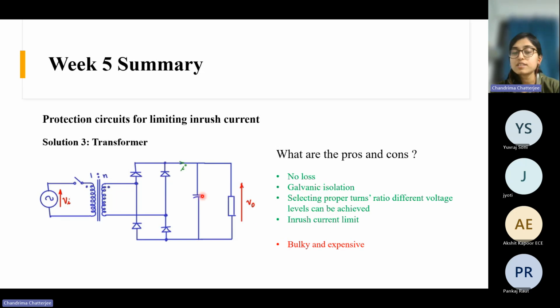And the disadvantages: as you place a line frequency transformer here, the system gets bulky, because the size is bigger. The transformer takes a substantial amount of space, and it also adds to the cost of the system. So that is the disadvantage. Okay.